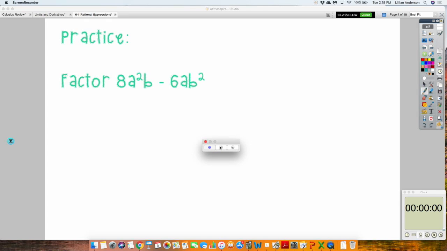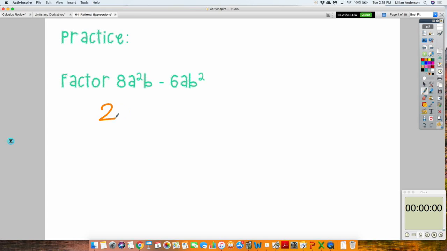For this first one, always look for your GCF. Is there one? What is it? It's 2AB. Not only are 8 and 6 both divisible by 2, but each term has at least one A in common and a B in common. So when I factor out a 2AB, what does that leave me with? Minus 3 what? B. Okay, so I always take out my GCF no matter what it is.